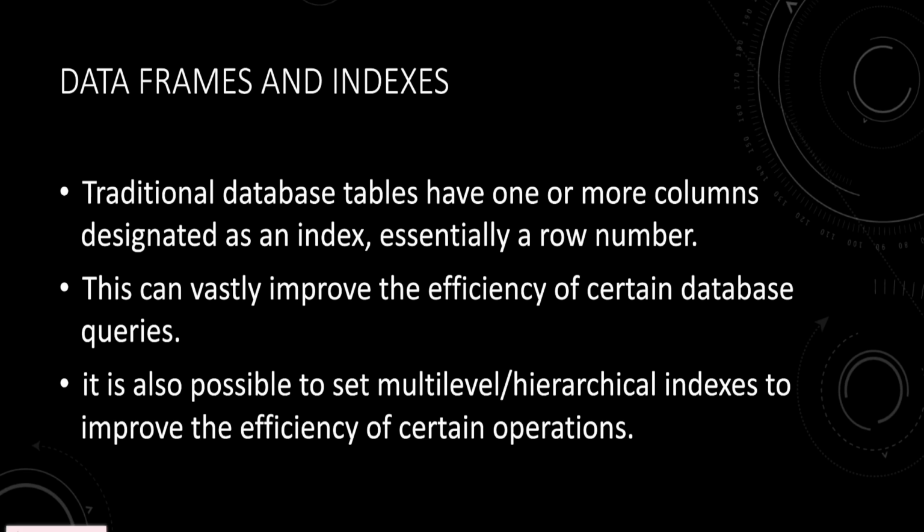A data frame is a basic rectangular data object, and a database table has one or more columns as default index. Like you have seen in an Excel file, where row numbers are by default 1, 2, 3, 4 and columns are A, B, C, D. These indexes are defaults, and indexes improve the efficiency of accessing the data. It is also possible to set multi-level indexes to improve the efficiency of certain types of operations.